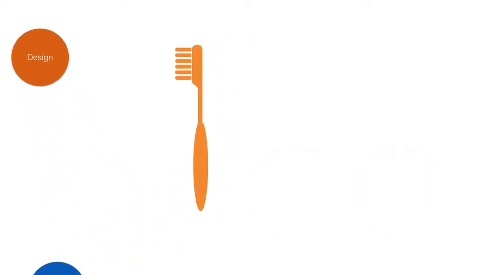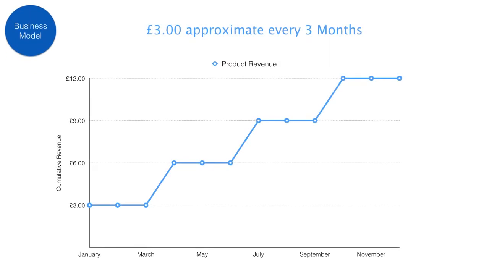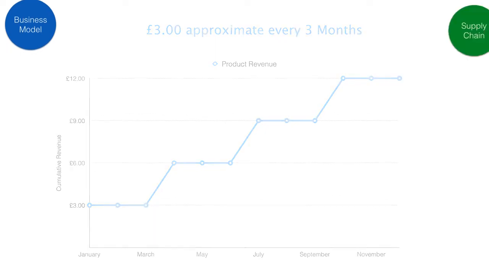Looking at the design of a toothbrush today, we find a standardised product that is produced using petroleum-based materials and that is made to be disposed after approximately 3 months' use. The business model of a toothbrush focuses on sales through retailers. Currently, toothbrushes are purchased on a roughly cyclical 3-month basis for about £3. This results in a cumulative annual revenue of about £12.